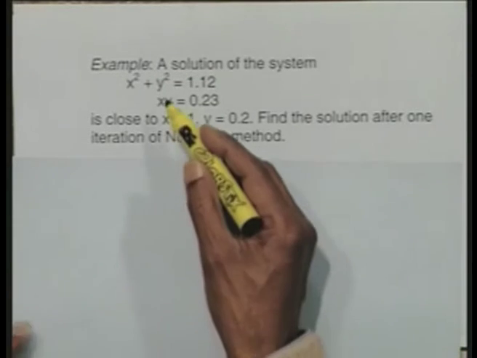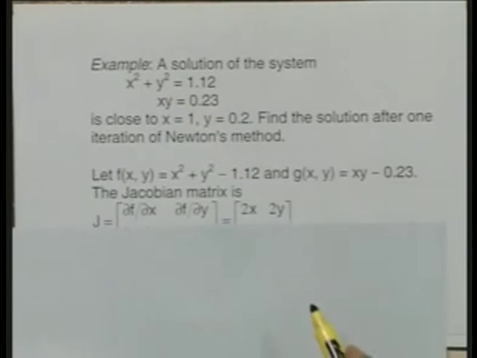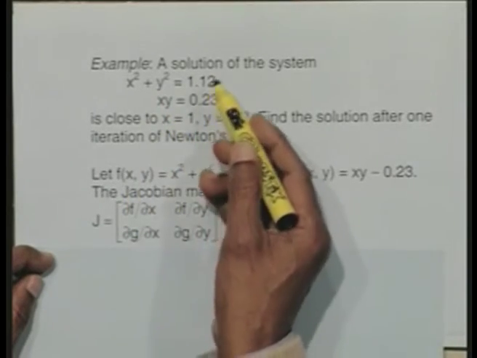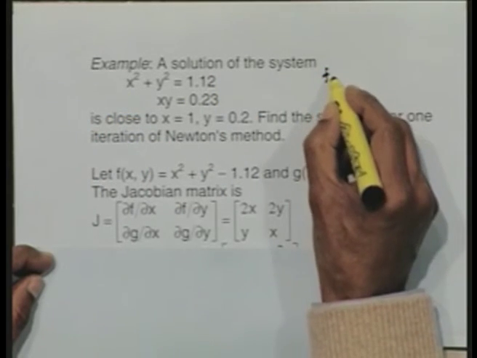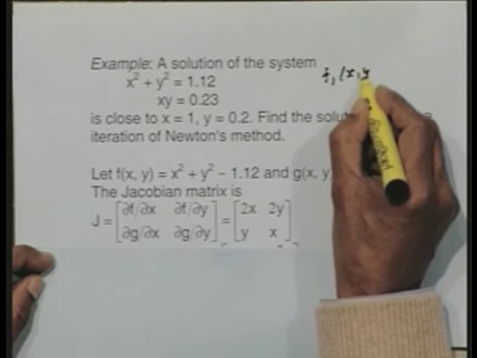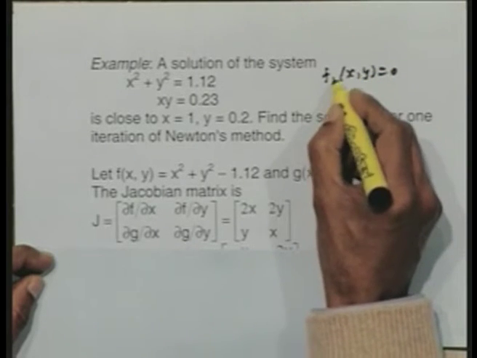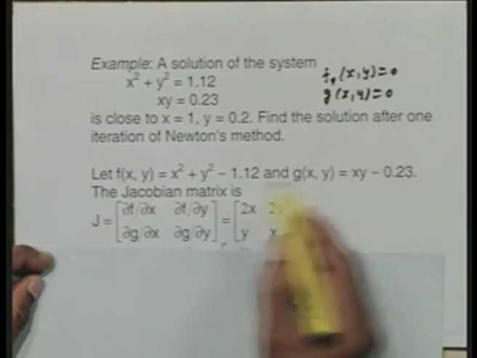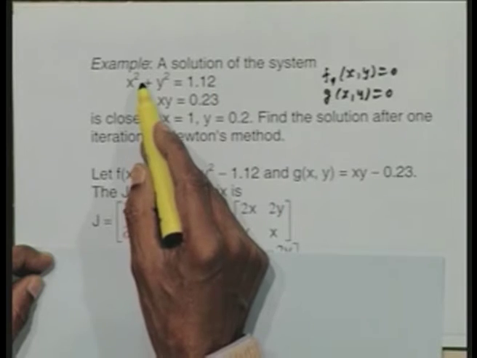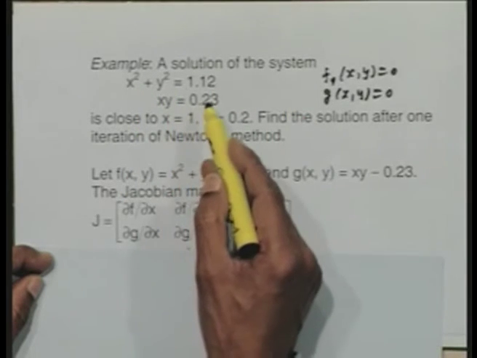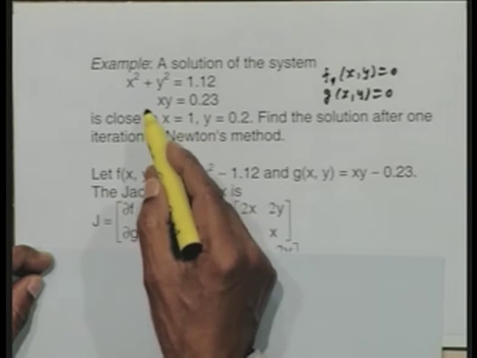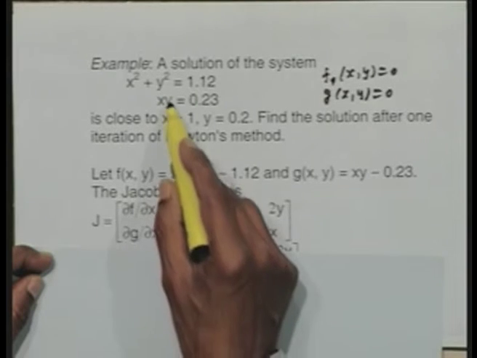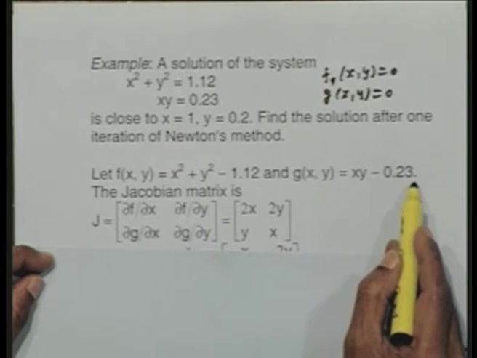So what I need to build up first is the Jacobian matrix. Now we will write the first equation as f of x, y. We take everything to the left hand side. You remember we have to write this as f of x, y equal to 0 and g of x, y equal to 0. So these are the two equations. Therefore I bring the right hand side to the left hand side and define it as f. For the second equation I bring 0.23 to the left hand side and define it as g of x, y. Therefore f of x, y is x square plus y square minus 1.2 and g of x, y is equal to xy minus 0.23.